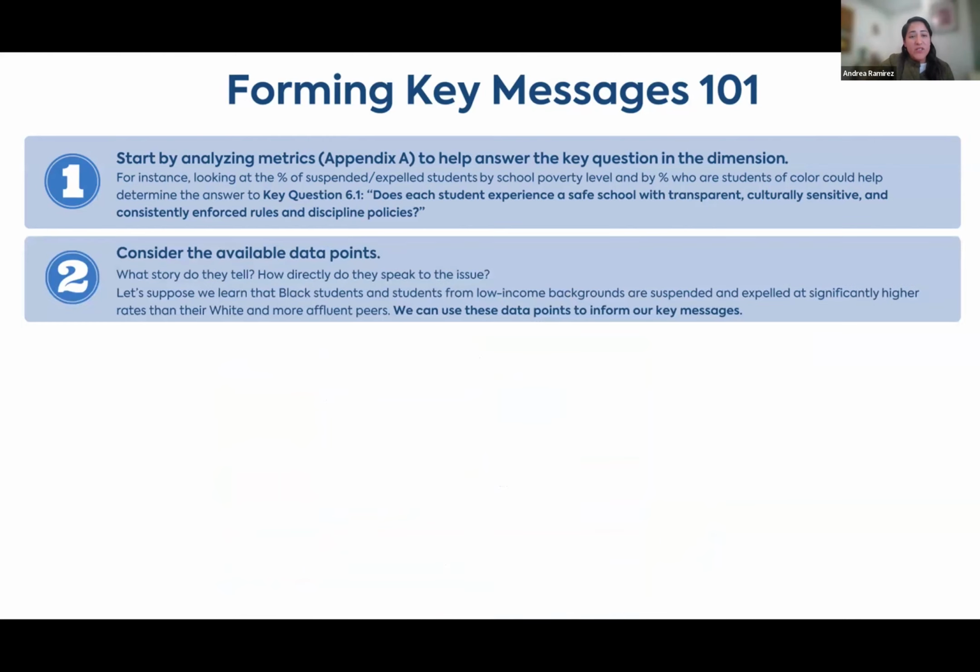But the next step we want to do is consider what are the available data points and which are going to speak directly to the issue. So let's suppose that Black students and students from low-income backgrounds are suspended and expelled at significantly higher rates than their white peers. We would probably use that as a really powerful data point to make the case that indeed there is an issue with the discipline policies that are happening in that district.